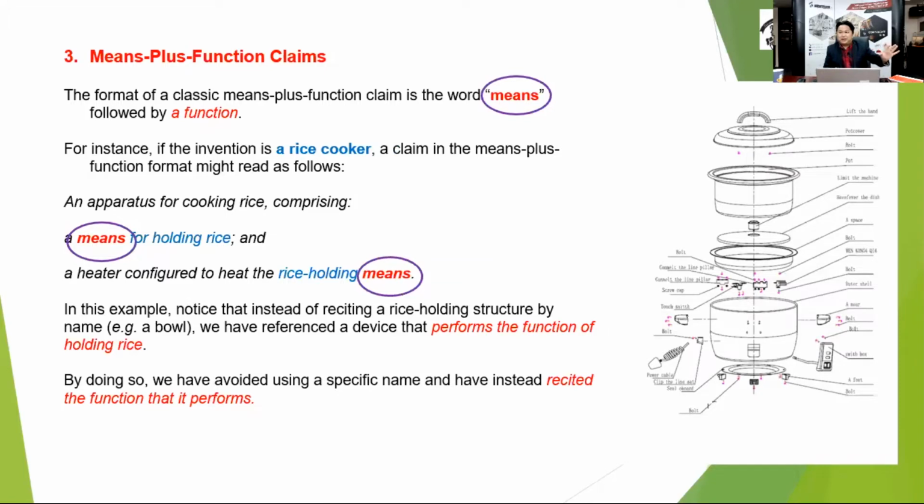This is one of the types of claims that we typically can use to describe functional apparatus or functional structures. We don't define any specific structural name or element. Instead, we use the word means, which actually portrays its functioning purpose. So a means for holding rice, and rice holding means.